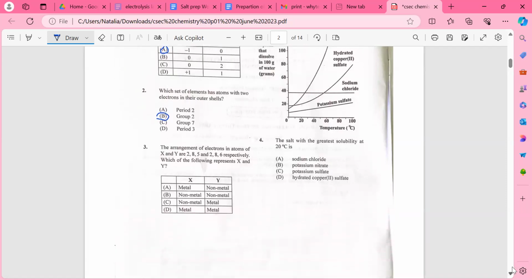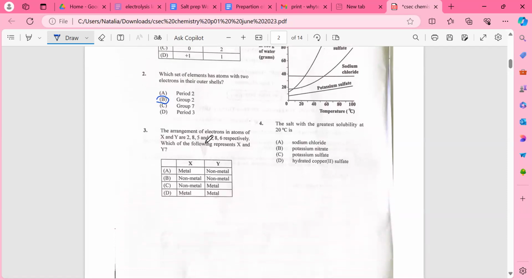Here we have the electronic configuration of X 2,8,5 and Y 2,8,6. They want us to classify them as metal or non-metal. Both are non-metals because non-metals have 4 to 8 electrons on their outer shell. So X and Y are both non-metals.